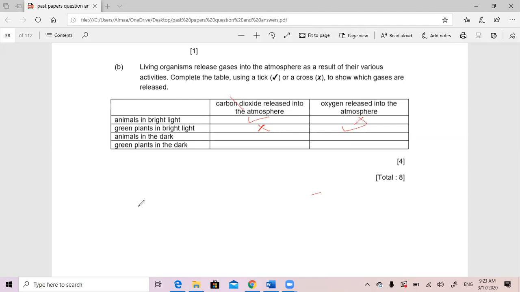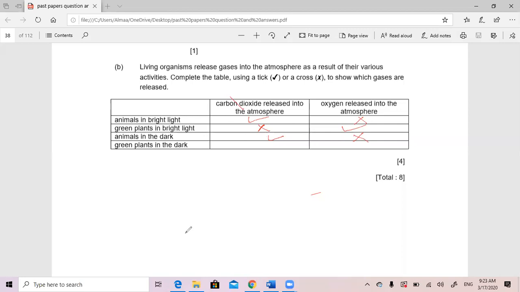Okay, Ala, the third: what about animals in the dark? Do you know it? Animals in the dark, carbon dioxide, the first one. Do we mark right or cross? Right. Thanks. And the other one, oxygen released into the atmosphere. False. Thank you. The other one, green plants in the dark.